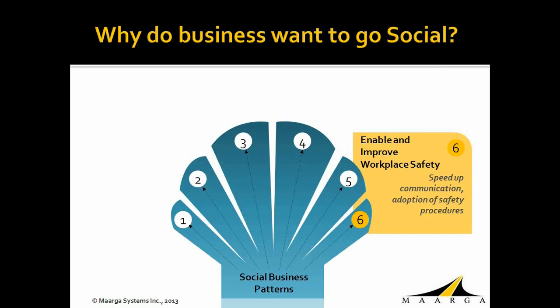So the last pattern or use case that we see is companies want to use social to enable and improve safety in the workplace. They want to communicate regulations, policies, and procedures faster. They want to eliminate or minimize delays that come up because of potential safety issues. Again, they want to increase dialogue between the experts and the other employees and use that dialogue to innovate.